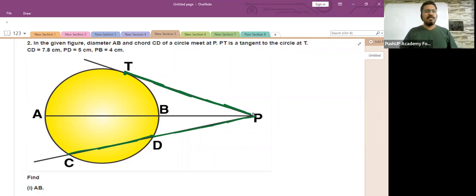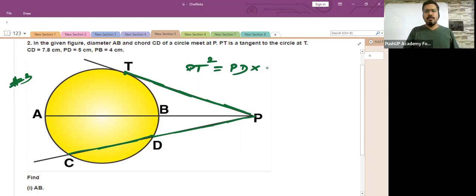There is a tangent PT, there is a chord CD which is produced further to meet at point P. So which scenario is this? I think scenario 3, isn't it? This is scenario 3. Now, if this is scenario 3, you know what is the result coming out of this? PT square is equal to PD into PC, right? PD into PC. Now, let's see whether they have given us the values. PT is a tangent to the circle.